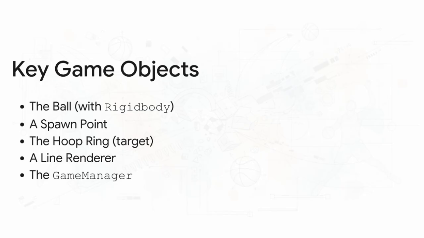Now, these scripts need things to control. So in our game scene, we have a few essential objects. Of course, there's the ball itself, and it has a Rigidbody component. Now, that is absolutely crucial. It's basically you telling the game's physics engine, hey, this thing, it's a real object. Make gravity and forces work on it. We also have a specific spawn point for the ball, the hoop ring, which is our target, a line renderer to draw that handy guide path, and finally, the game manager to oversee everything.